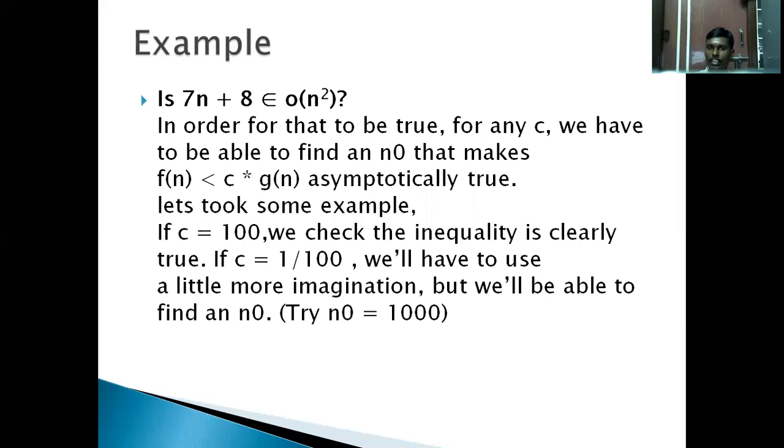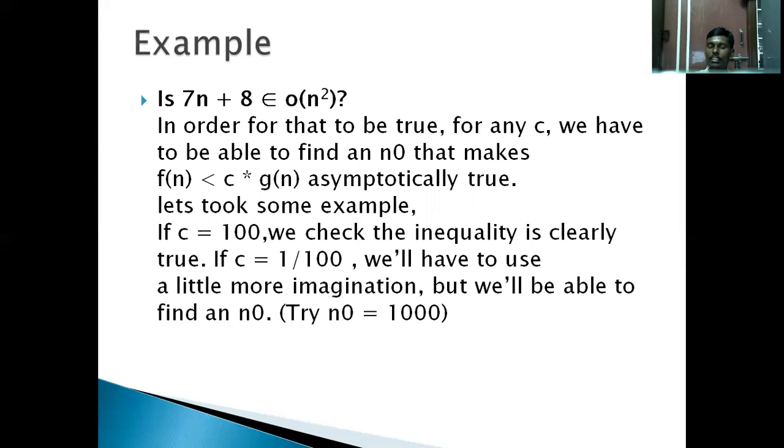We have to be able to find that n naught is greater than or equal to 1. That makes f of n less than c into g of n, asymptotically true. So first we have to get the c value, next is the n naught value. C should be greater than 0, n naught is greater than or equal to 1.